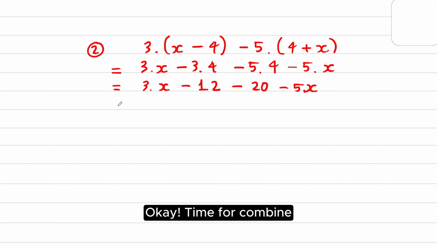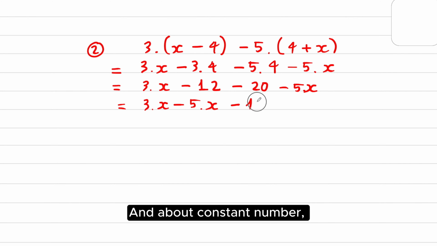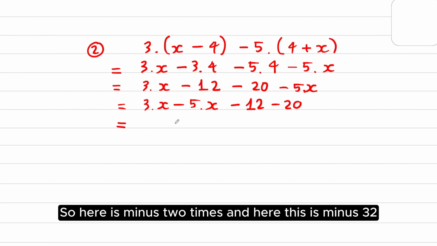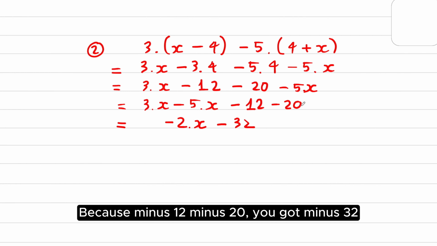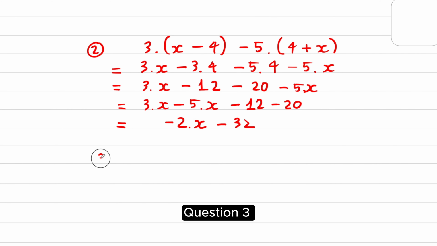Next, combine 3 times x minus 5 times x, like this. And the constant numbers you put together like this. So here is minus 2 times x, and here this is minus 32, because minus 12 minus 20 gives minus 32, and 3 minus 5 gives minus 2x. Okay, that is example 2. A little bit difficult, I think so. Question 3.